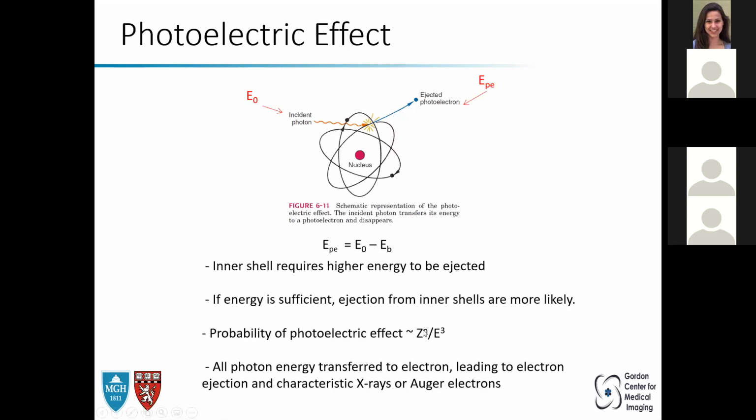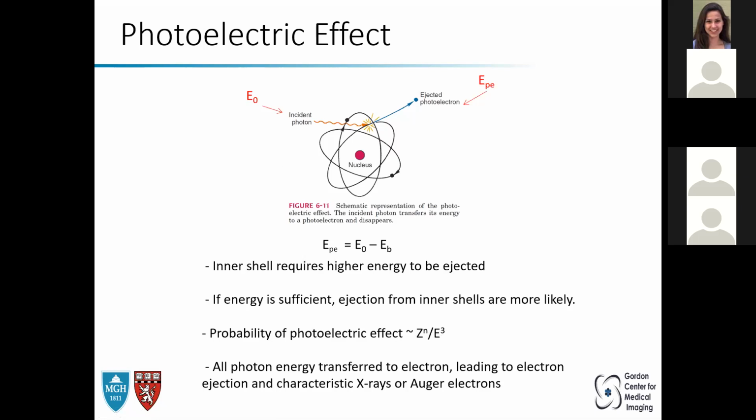The probability of this occurring goes up with the Z of a material. So with big, heavy, dense materials, you're more likely to have the photoelectric effect, but it goes down with the energy, by a factor of energy cubed. So as you get to really high incident photon energies, the probability of any kind of photoelectric effect goes way down. But if you are going to have one, it's going to be in those inner shell electrons.